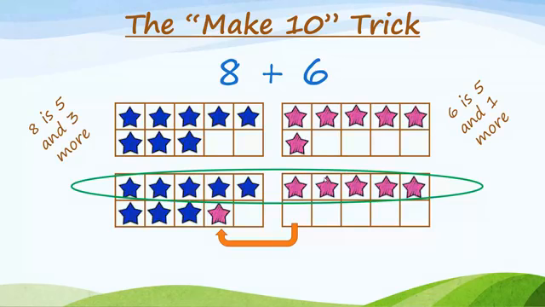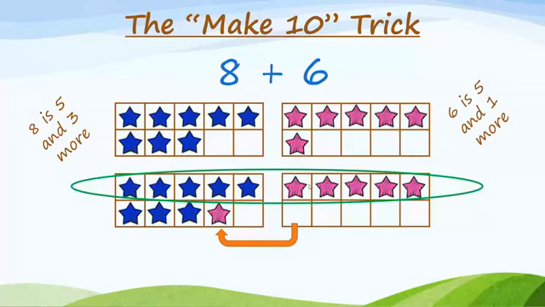And this is what I want you to see here. Looking at these two 10 frames together, you can go across the top of both of them. So here's a 5 and here's a 5. So that makes a 10. We didn't have to rearrange. We didn't have to break up anything. We just know there's a 5 and a 5. That makes a 10. Okay, this is the part I love because this makes bigger numbers so much easier.